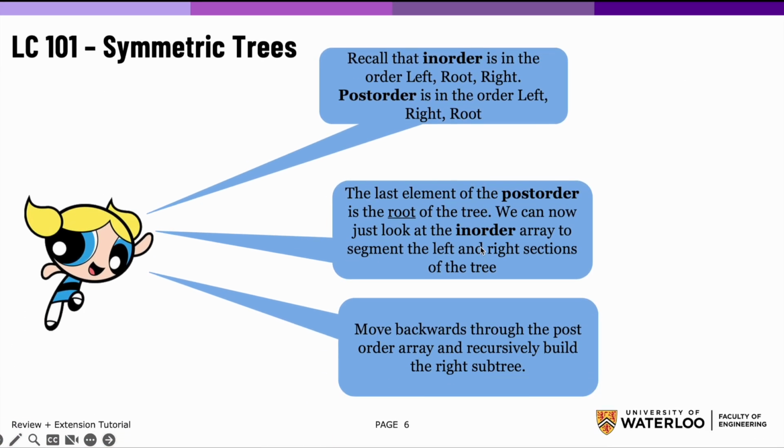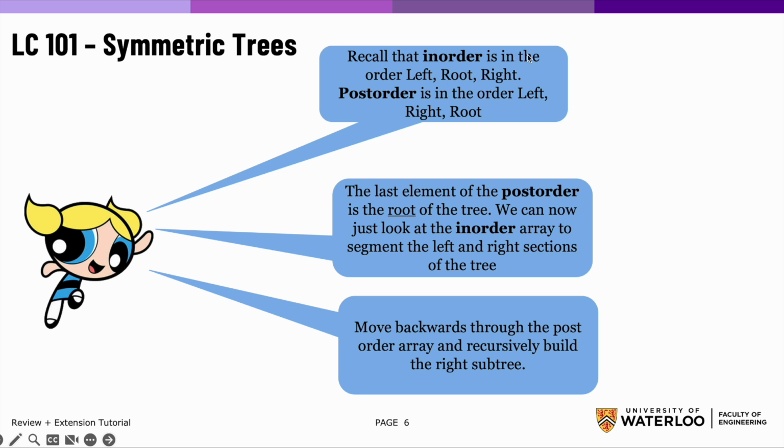Some hints: in-order is in the order left subtree, root, and then right subtree. And post-order is in the order left subtree, right subtree, and then the root. What that means is that the last element of our post-order traversal array is going to be the root of our tree. From there, we can look at the in-order array to segment the left and right sections of the tree. And then finally, you would move backwards through the post-order array and recursively build the right tree.